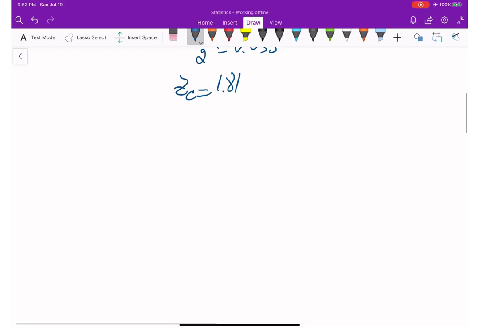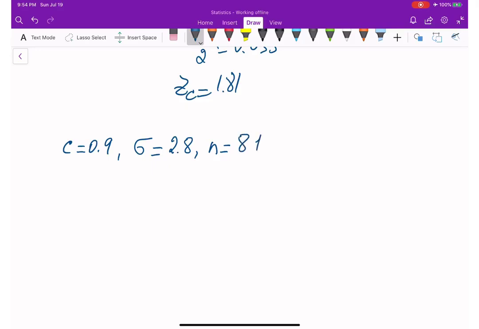So we are given C is equal 0.9, sigma is equal 2.8, and n, sample size, is equal 81. We need to find margin of error.